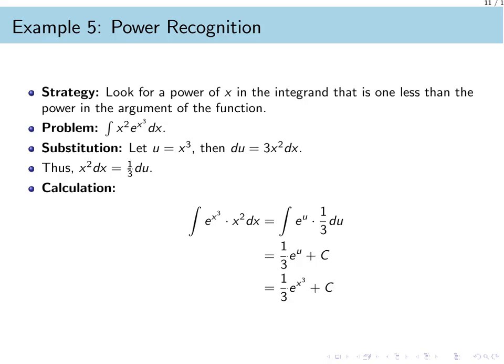The integral simplifies to 1/3 times the integral of e to the u. This integrates easily to 1/3 e to the u. The final result is 1/3 e to the power of x cubed plus c.